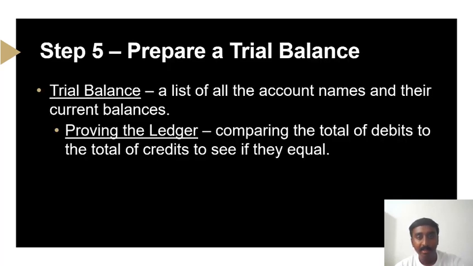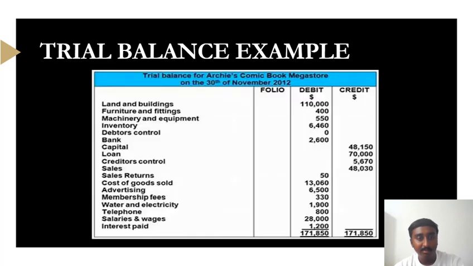Step 5. Prepare a trial balance. A trial balance is a list of all the account names and their current balances from the ledger, comparing the total of debits to the total of credits to see if they are equal. So this is an example of a trial balance, which consists of the particulars, folio, debit and credit.